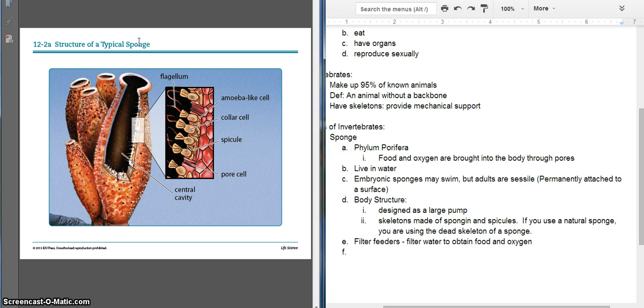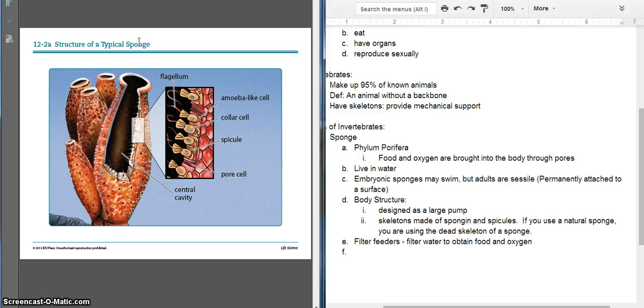Skeletons are made of spongin and spicules, and we'll see in our text that spongin is basically a flexible fibrous protein. Either that or it is a spicule made of calcium carbonate or silica. If you've ever used a real sponge, what you're using is the dead skeleton of a sponge, just so you know.